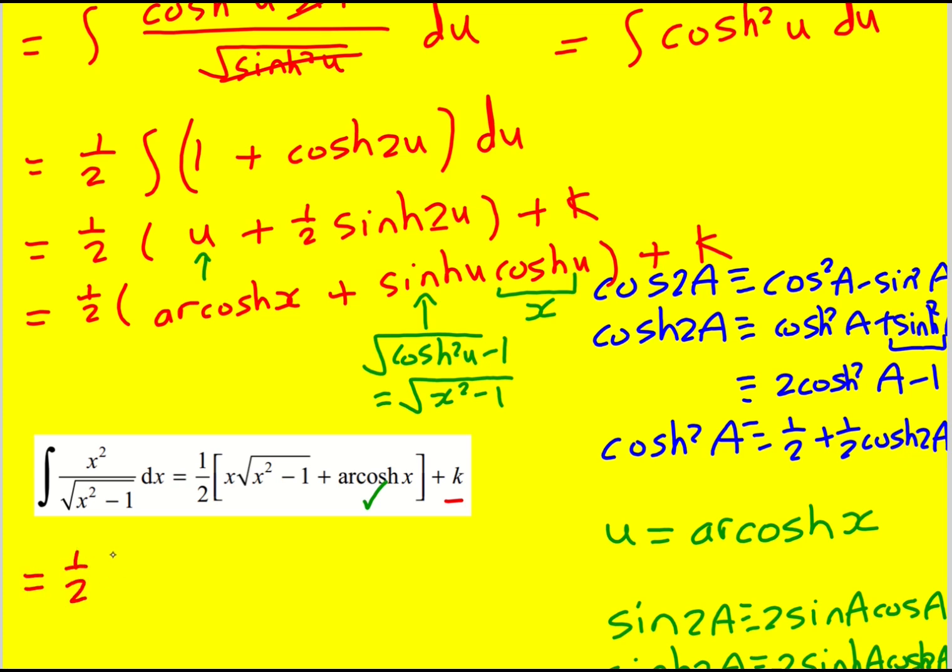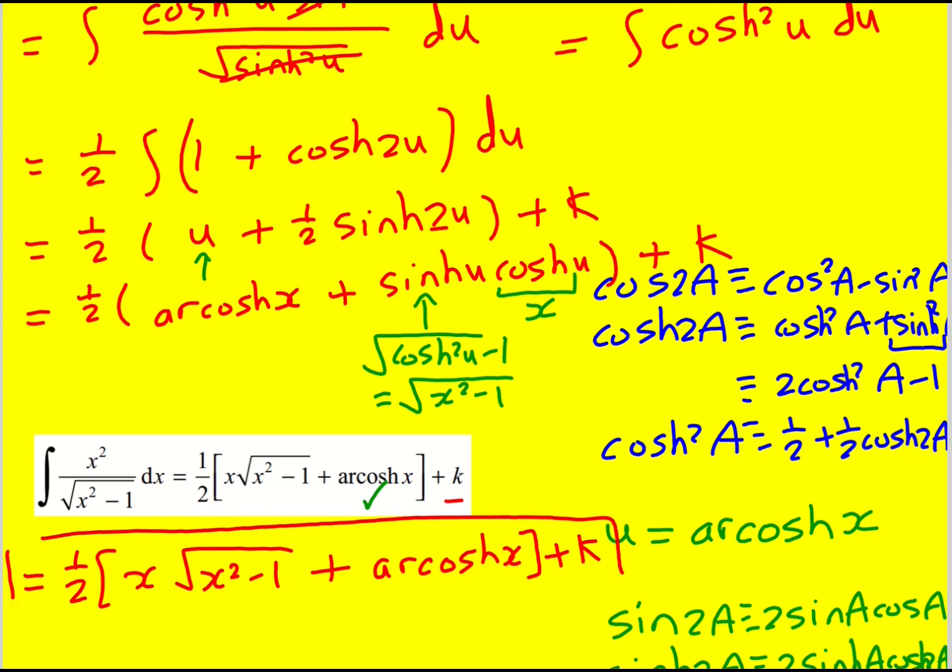And we've got our result. It's going to be a half, square bracket, then I've got x times the square root of x squared minus 1. Hopefully I've convinced you enough there. The cosh u is x. The sinh u is the square root of x squared minus 1. Just put them together. And then I'm just changing the order, but then I've got my arcosh x here. And then, of course, my plus k. And there we have it.